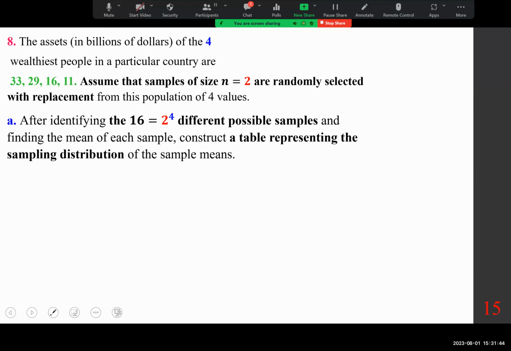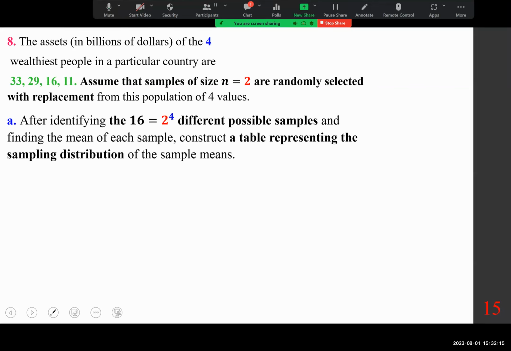The assets in billions of dollars of the 4 wealthiest people in a particular country are 33, 29, 16, 11. Assume that samples of size n equals 2 are randomly selected with replacement from this population of 4 values. After identifying the 16 equals 2 to the power of 4 different possible samples and finding the mean of each sample, construct a table representing the sampling distribution of the sample means.